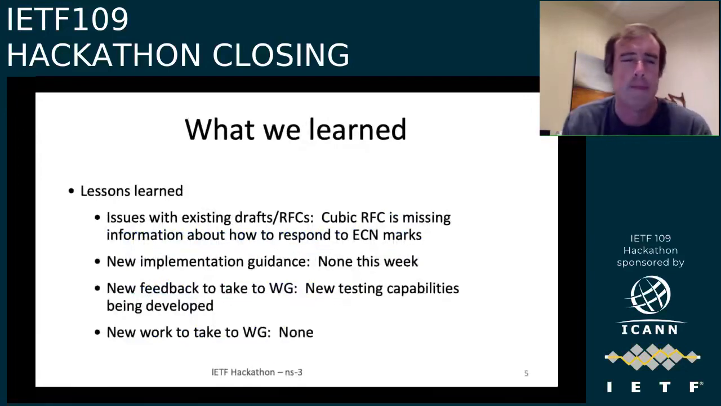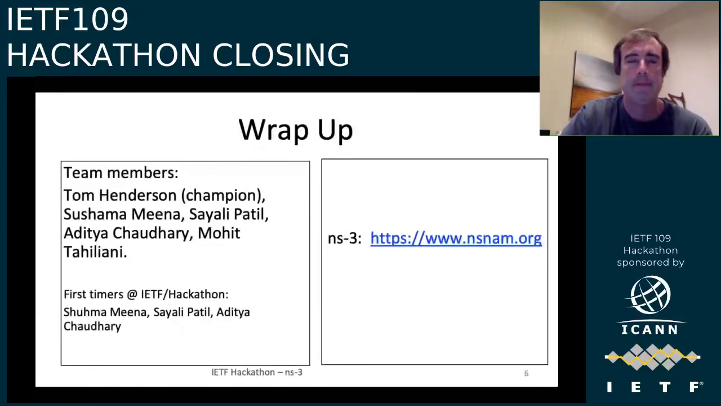Lessons learned. One of the interesting things is that in the past week, the TCPM and ICCRG groups have picked up some discussion on possibly revising CUBIC, the RFC, and that RFC actually is missing information about how to respond to ECN marking. So that might be a piece of feedback that we could deliver to the working group, and we'll try to follow up on that. And finally, these are the five people who participated, and we had three newcomers this time.